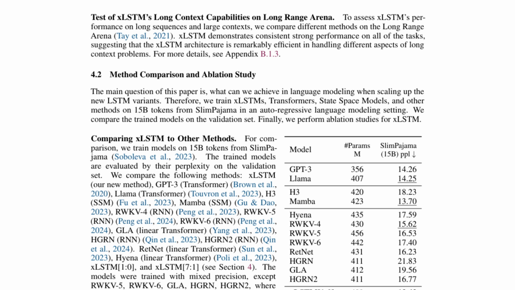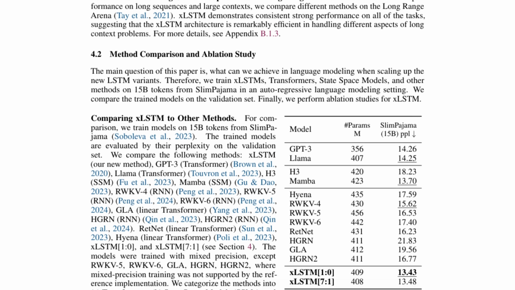4.2 Method Comparison and Ablation Study. The main question of this paper is, what can we achieve in language modeling when scaling up the new LSTM variants? Therefore, we train xLSTMs, transformers, state space models, and other methods on 15 billion tokens from SlimPajama in an autoregressive language modeling setting. We compare the trained models on the validation set. Finally, we perform ablation studies for xLSTM.